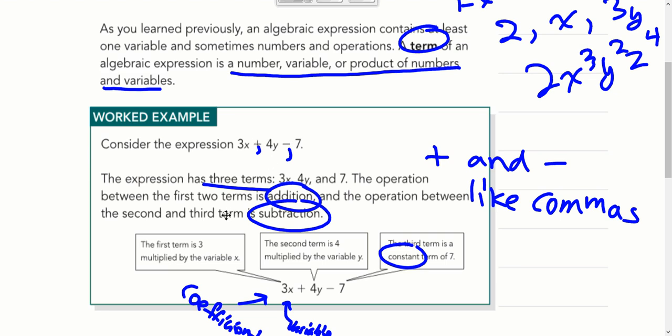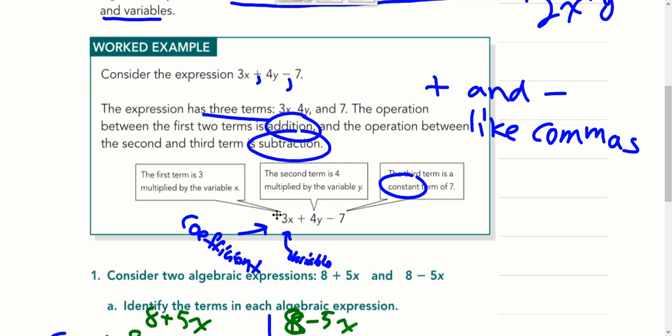And remember, in this term, the 3 is a coefficient and the x is a variable. The 4 is the coefficient, the y is a variable, and then this last one, 7, is what we call a constant. Think about that for a second. It has no variable here, so no value is going to vary. It's always going to be 7. That's why we call it a constant, because it does not vary.